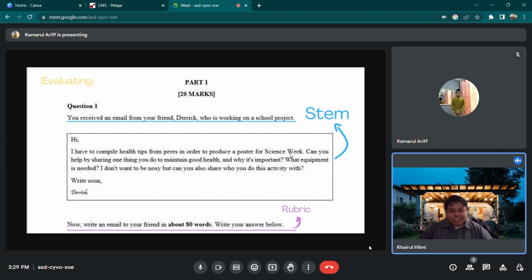Alright, thank you, Khairul. This is my part. This is part 1. This question will require the student to write an email. It is about 80 words, and the blue line is the stem, and the purple line is the rubric. And this question is evaluating. Next.